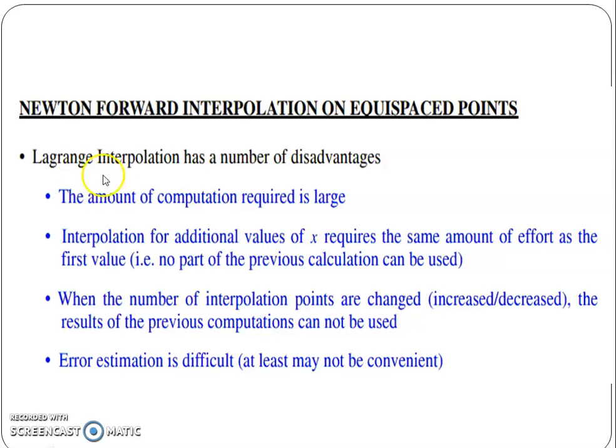Likewise, Newton forward interpolation on equally spaced points. So here we are going to see some important points. Lagrange interpolation has a number of disadvantages. The amount of computation required is large. Interpolation for additional values of x requires the same amount of effort as the first value. When the number of interpolation points is changed, the result of previous computation cannot be used. Error estimation is difficult.